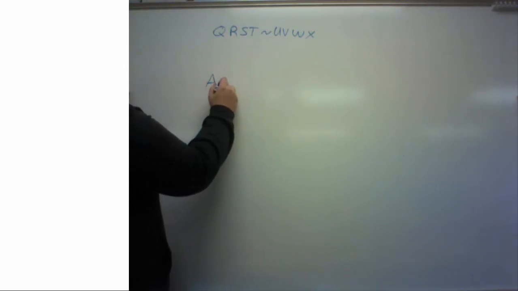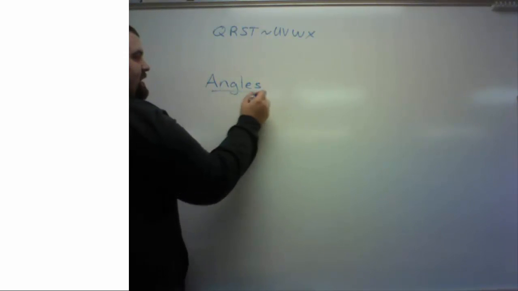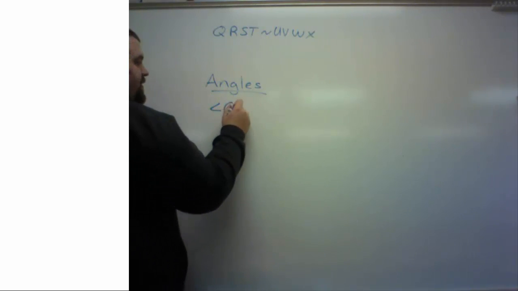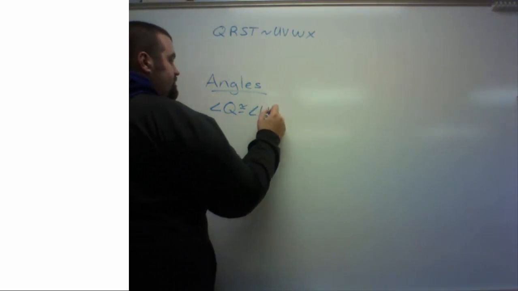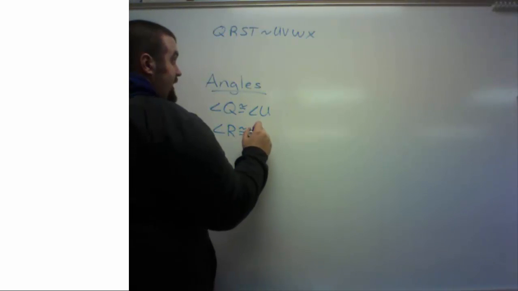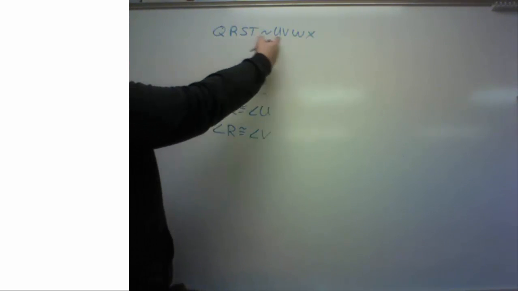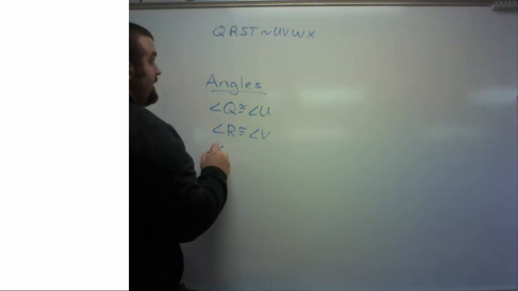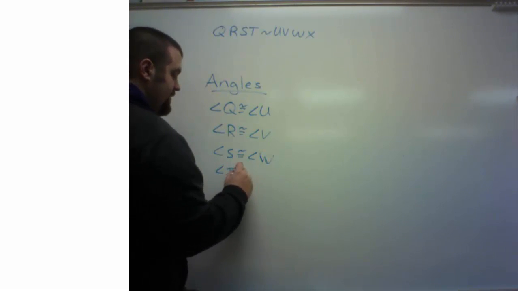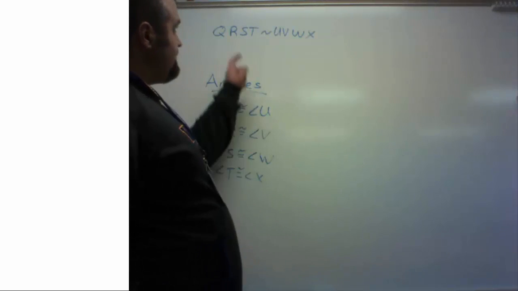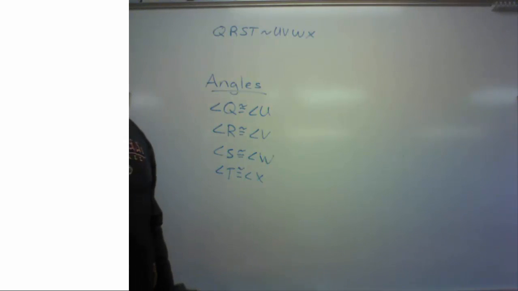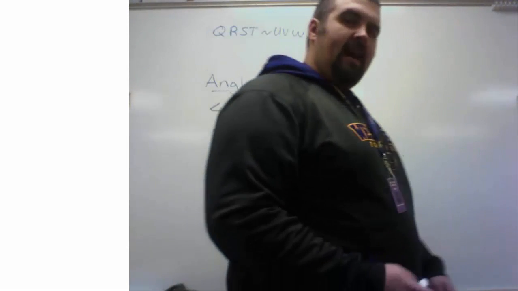If I talk about the angles, I know that every single pair of corresponding angles has to be congruent. The order matters. So angle Q here is going to be congruent to angle U, because it's the first angle. Angle R is going to be congruent to angle V, because it's the second letter. So those angles are corresponding. Angle S is going to be congruent to angle W, and angle T is going to be congruent to angle X. Because they are in the same corresponding location up here, they will be congruent angles because they're corresponding angles of similar polygons. Now the sides are a different matter.